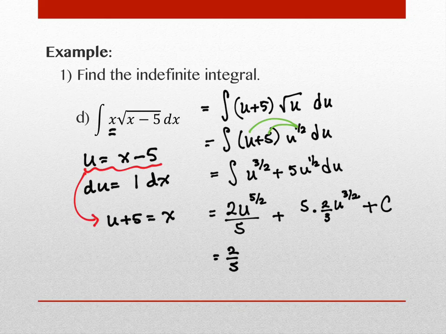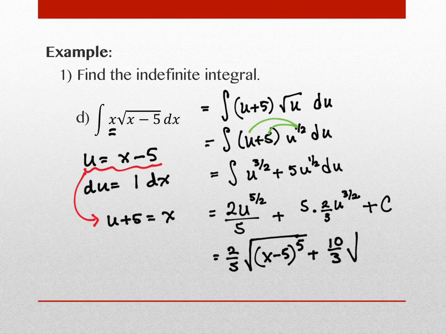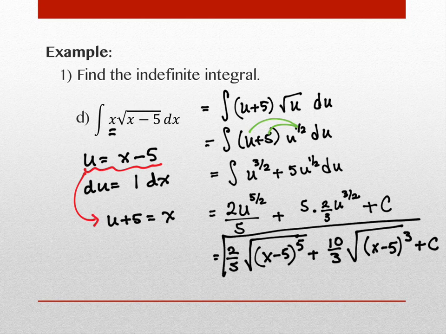U to the 5/2 would be the square root of u, but u is x minus 5 to the 5th, plus I now have 10/3, and I have a square root of u, which was x minus 5 to the 3rd, plus c.